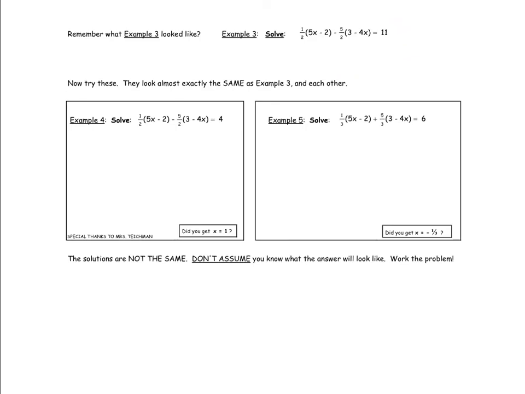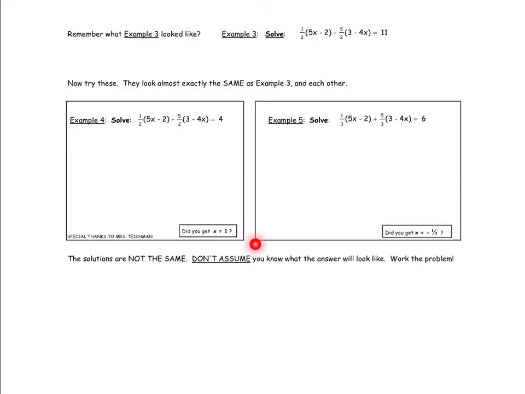I wanted you to see from these two answers that sometimes you can get whole number answers, sometimes you can get decimal answers, and sometimes you can get fractional answers that can't be written in decimal form, and they can be negative instead of positive. Anything can happen when you're doing a math problem.